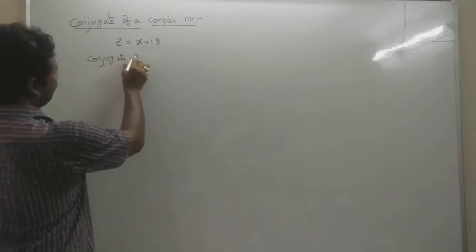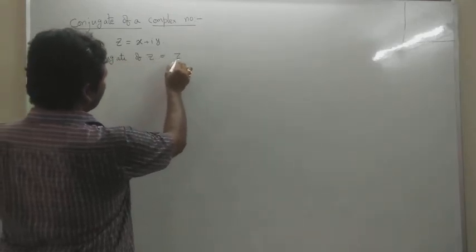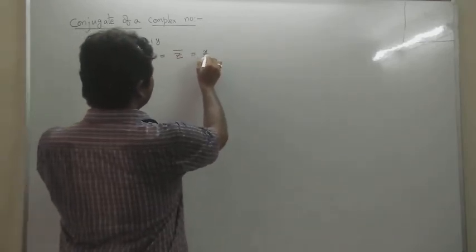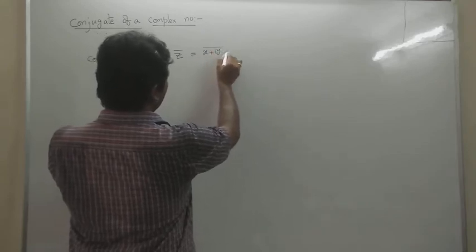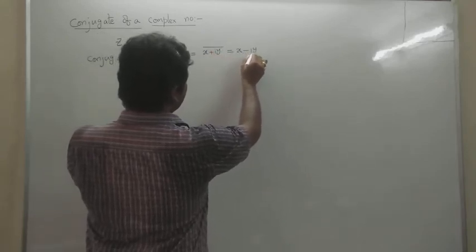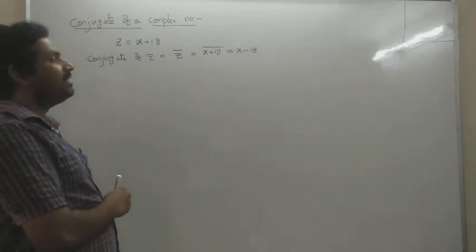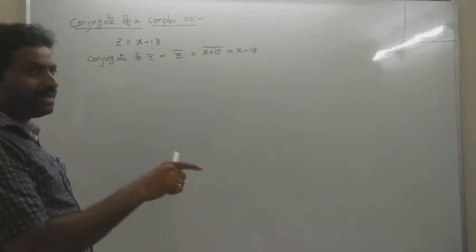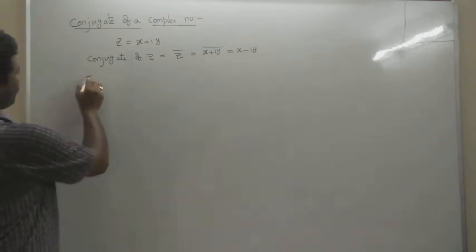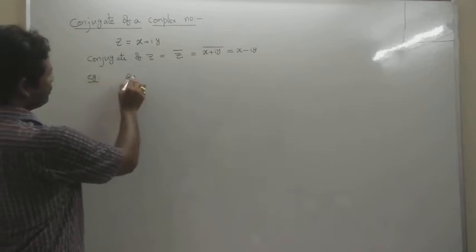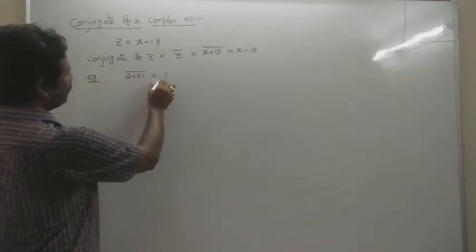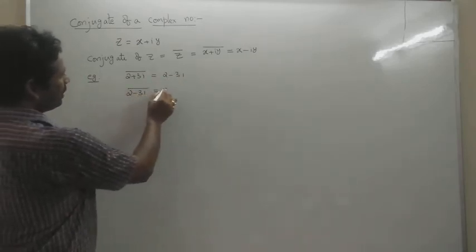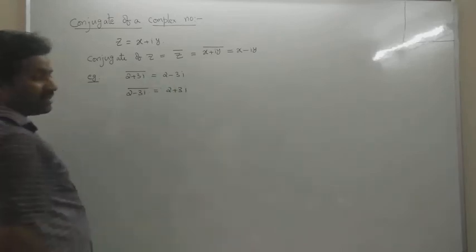The conjugate of z is z bar, which equals x plus iy whole bar, that equals x minus iy. Just simply, x plus iy whole bar is x minus iy, just replacing i by minus i. For example, what is the conjugate of 2 plus 3i? It is 2 minus 3i. And what is 2 minus 3i whole bar? Again that is 2 plus 3i.